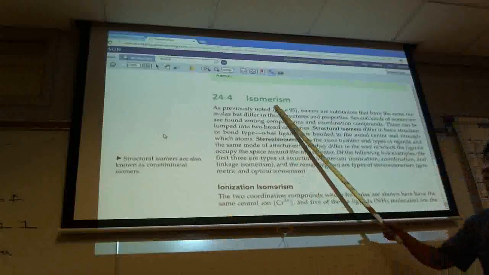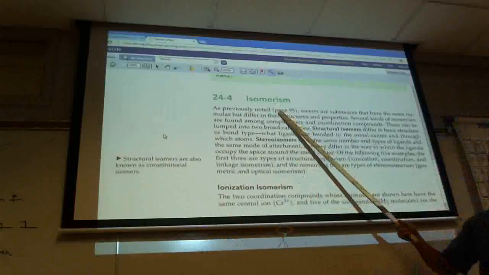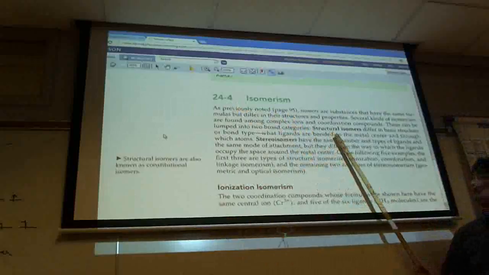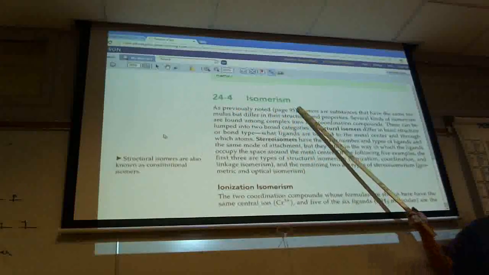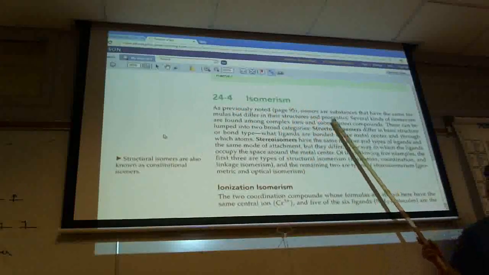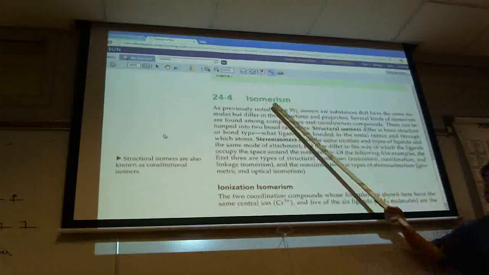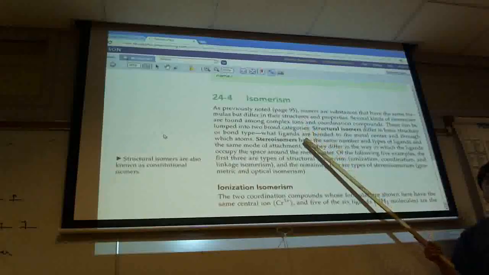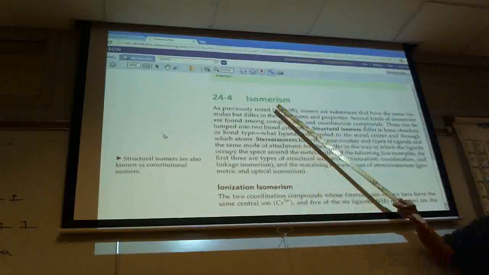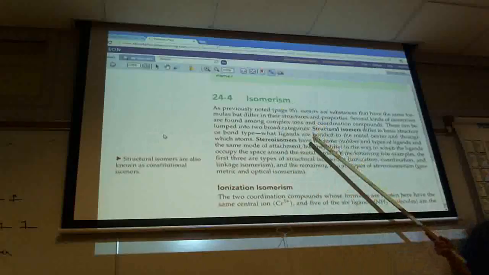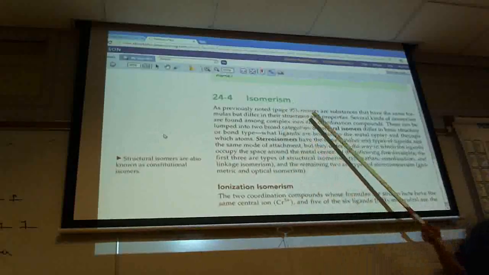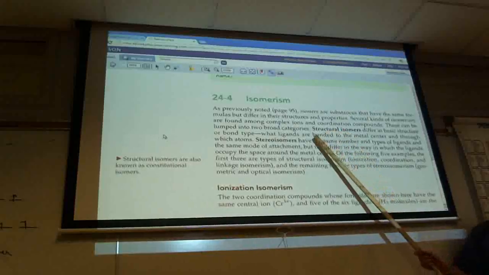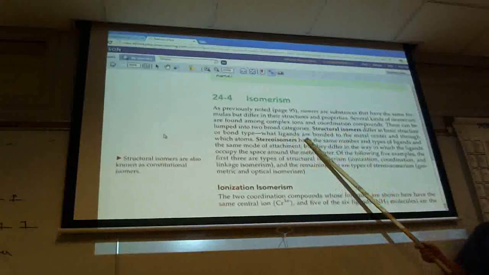Okay. We're going to talk about isomers next. So section 24.4. There are isomers that occur for these complexes, and isomers typically are known as same formula, different structure. It turns out there are two types of isomers here, two broad categories. These are divided into structural isomers and stereoisomers.